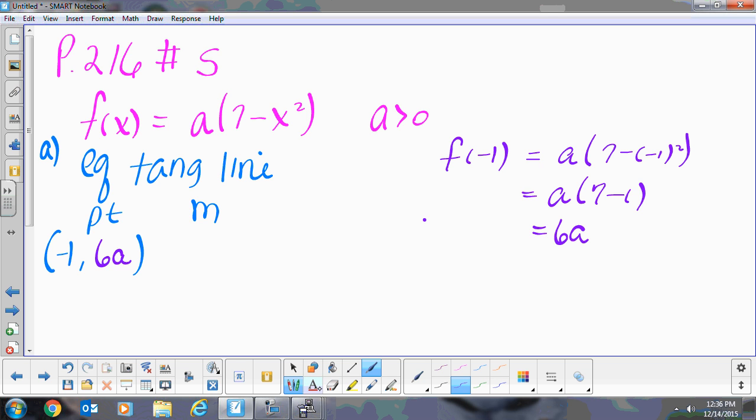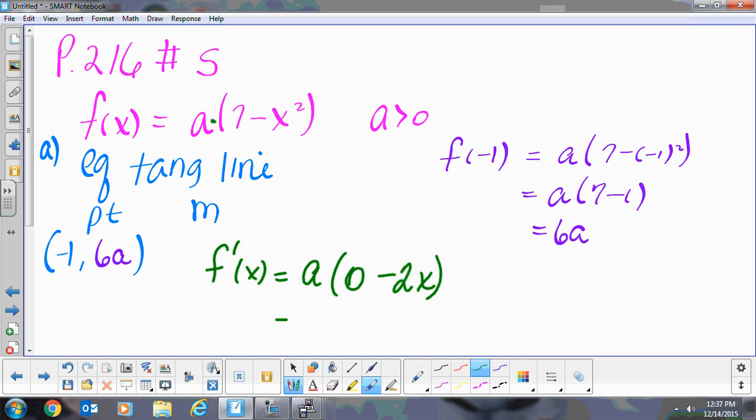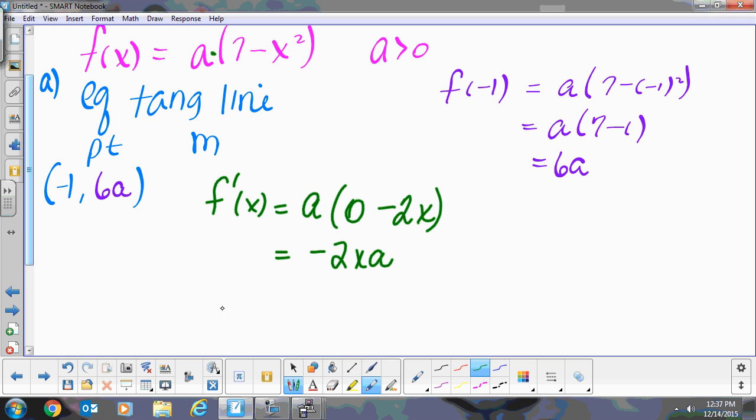Now, how do we get slope? First derivative. All right, so do I have to do the product rule? Are there variables on both sides? No. So we're going to say a times the derivative of 7 is 0, and the derivative of x squared is 2x. In other words, it's going to be negative 2xa. So now how do I get the derivative specifically at 1?